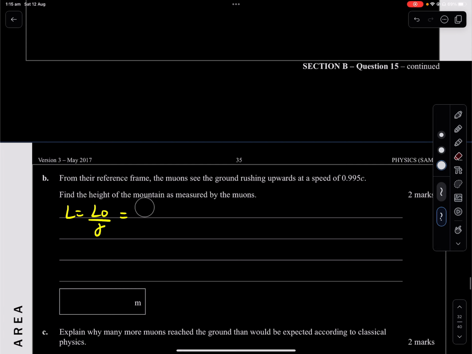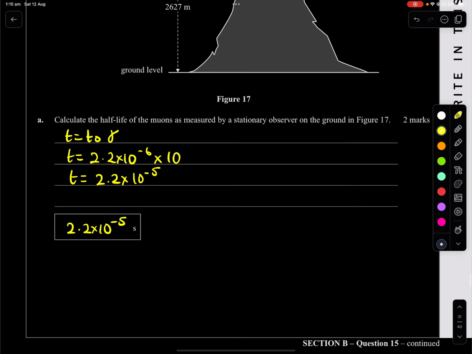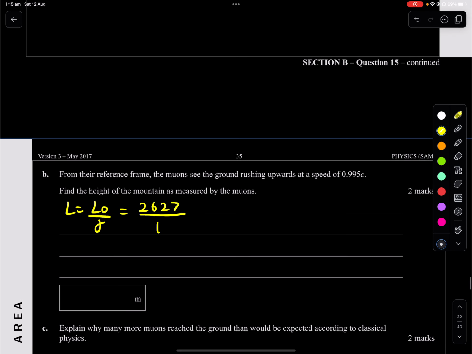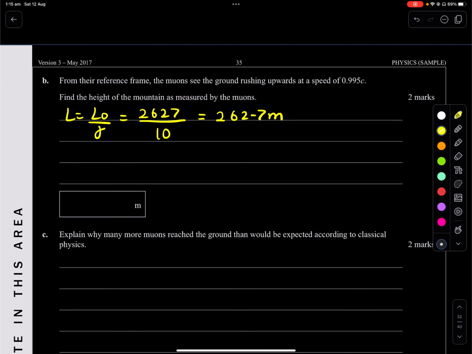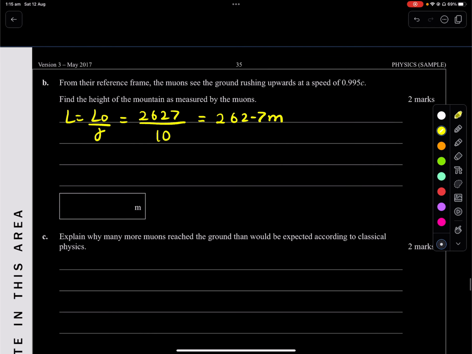So it means that 2627 over 10, because length is contracting, so it's becoming smaller. So if we're dividing this by that, that gives us a final answer of 2627 meters. Yeah, meters. Okay, so doing this, this is just 263, simplifying it.